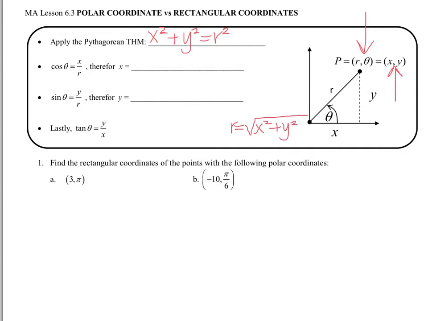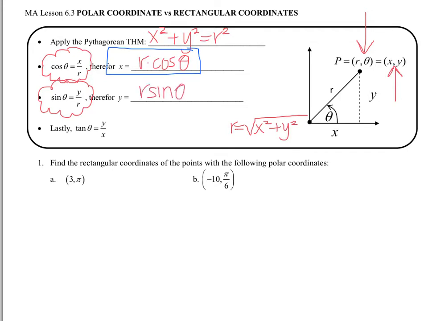The second thing we can do is look at this triangle and apply some basic trigonometry to it. If you apply the cosine to theta, you get cosine theta equals x over r, and therefore x equals r cosine theta. So, big important equation there. We can do the same thing with the sine of theta: opposite over hypotenuse equals y over r, and therefore y equals r sine theta. Okay, so a big important equation there.